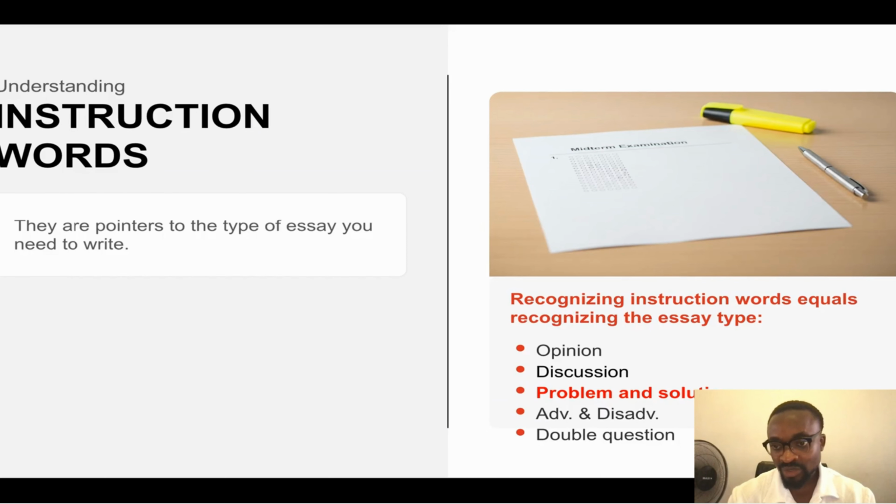And in this essay, we classify this essay as a problems and solution essay because of how the instruction words came. We've done opinion essays, we've done discussion essays, we've done advantages and disadvantages essays, and now we're doing the problems and solutions essays. Like with others, we concluded that this essay is a problems and solutions essay, or you could call it a causes and solutions essay. And why do we classify it as that? Because of the instruction words.